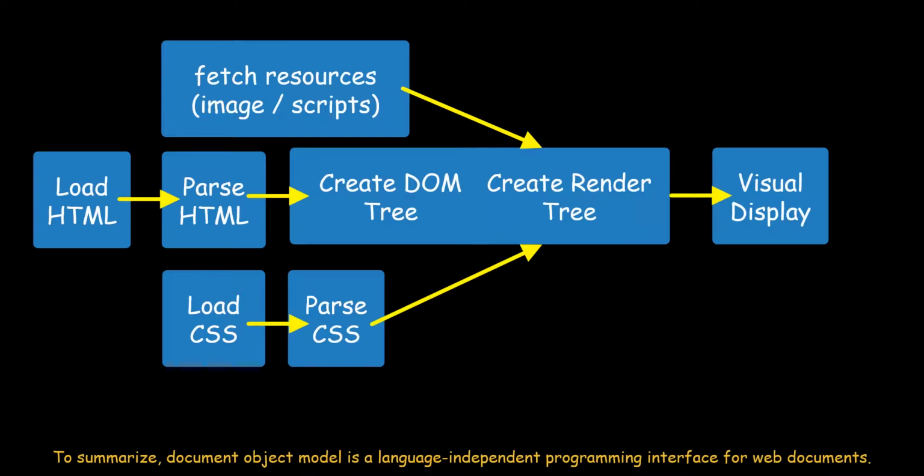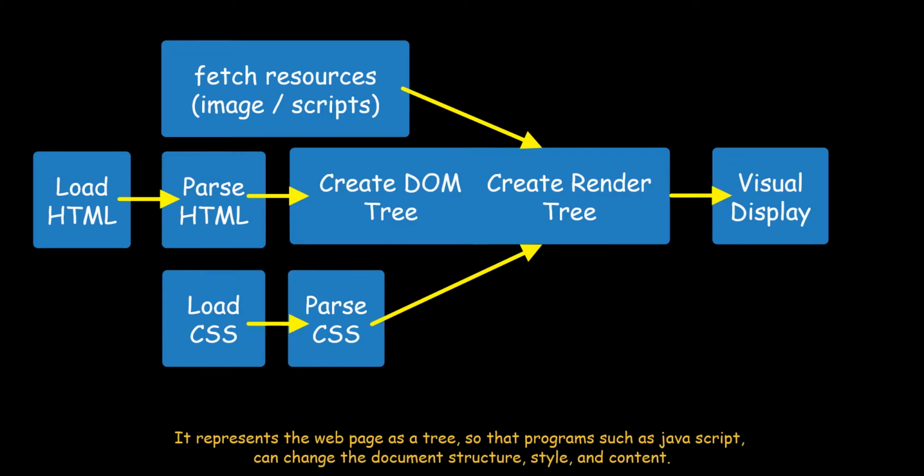To summarize, the Document Object Model is a language-independent programming interface for web documents. It represents the web page as a tree, so that programs such as JavaScript can change the document structure, style, and content.